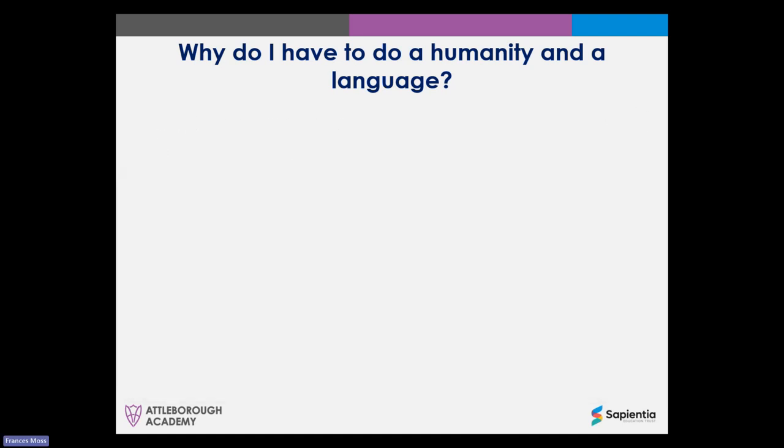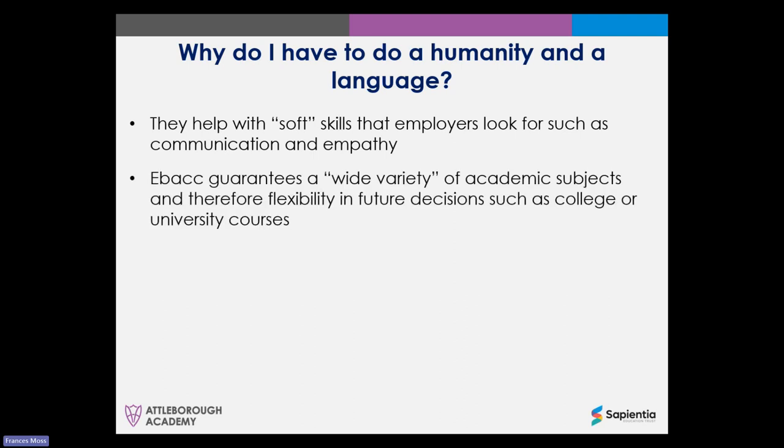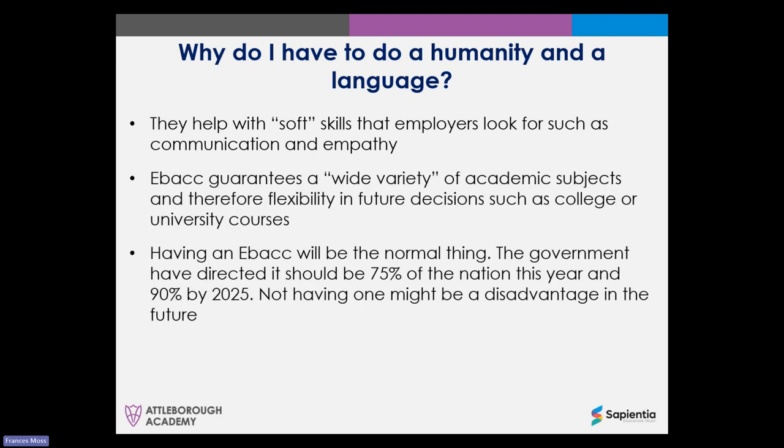There is more information about the EBAC in the booklet, but here's a quick summary. So they help with the soft skills that employers look for, such as communication and empathy. As I said, it guarantees that students have covered a wide range of academic subjects, as well as more vocational or technical subjects. They're making sure that they're not pigeonholed into one certain route. And it is likely that the EBAC is going to become much more of a normal thing. So it says on there about the target that 90% of students leaving from their GCSEs by 2025 have got the EBAC qualification, 90% of them.